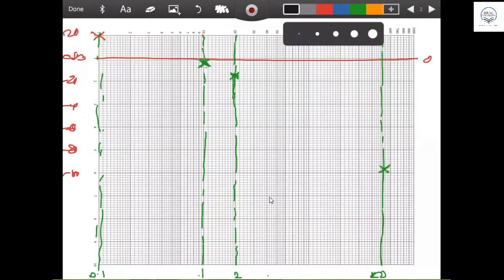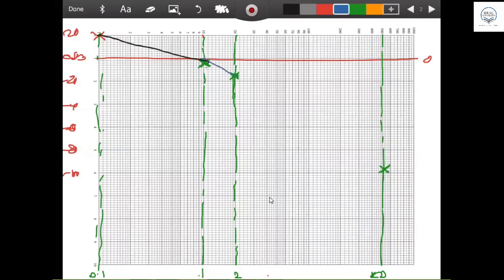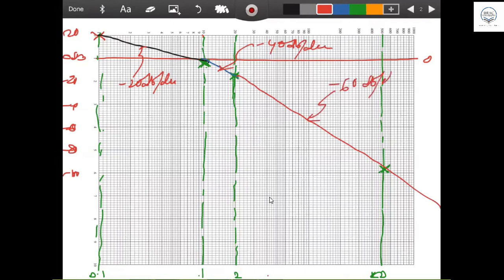Then we have drawn the curve like this, an asymptotic curve, with one segment, then another segment, and then another segment straight away. These are the three segments we got: this is minus 20 dB per decade, this is minus 40 dB per decade, and this is minus 60 dB per decade. This is the log magnitude curve we saw in the last class.